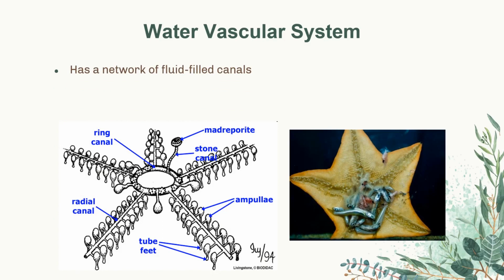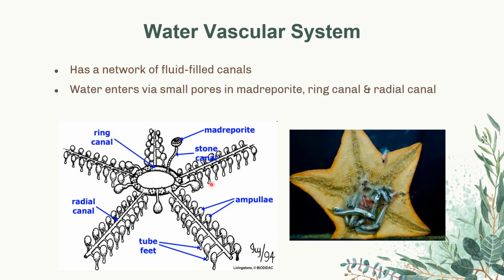For this example, we look at the starfish, which has a network of fluid-filled canals. The canals are basically like channels. There are 5 canals. The water enters via small pores in the madreporite, the ring canal, and the radial canal. So there are 3 places where water can enter: the madreporite here, the ring canal here in the middle, and the radial canal at the arms of the starfish. The radial canal further branches into many tiny tube feet. So here we have multiple tube feet attached to the radial canal.